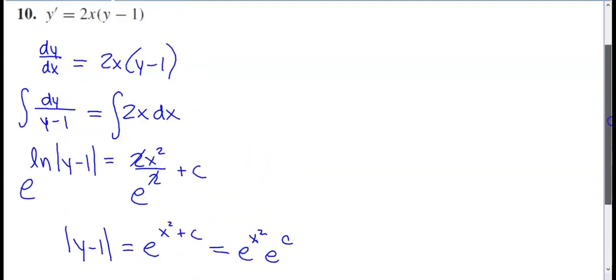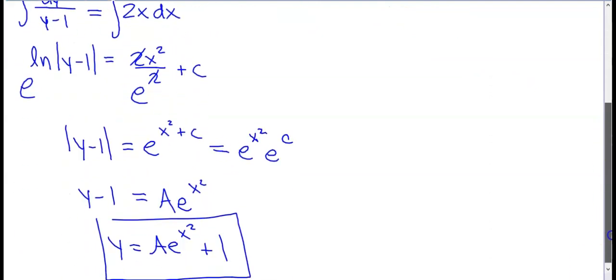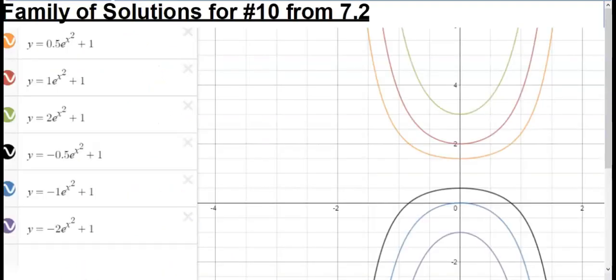So the directions here actually said to sketch several members of the family of solutions. I actually use Desmos to do that. So if you look at this general solution again, if we're sketching several members of the family of solutions, we're just going to be popping several different values in place of the A value and see what we get. And here's what I got on Desmos. So you'll see I did this 6 times. I used values of 0.5, 1, and 2 in place of A. And then I used values of negative 0.5, negative 1, and negative 2. And you can see what these graphs look like.